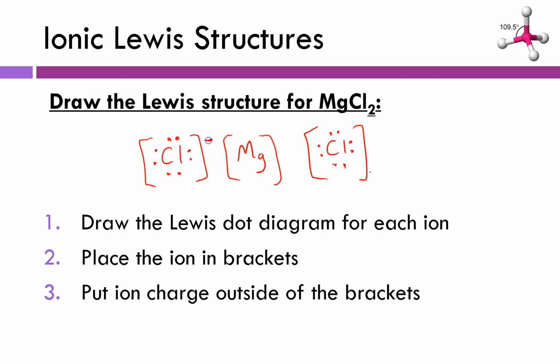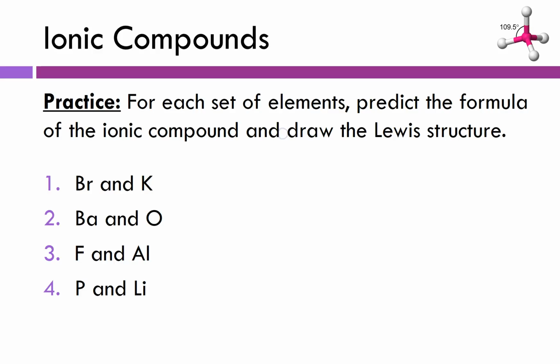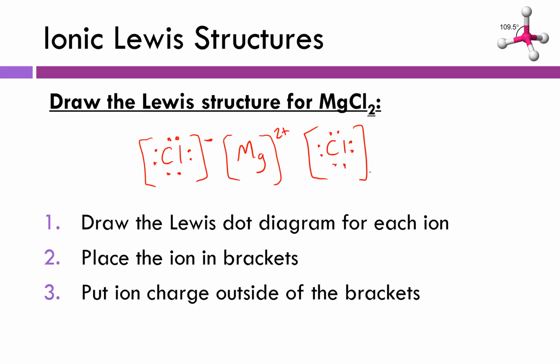So Cl usually has 7 valence electrons. When it becomes chloride and has 8, it has a charge of -1. Magnesium loses 2 electrons and becomes Mg2+. Of course, the same thing happens with that chloride ion. It becomes Cl-. And that's it. That is how you draw Lewis structures for ionic compounds.